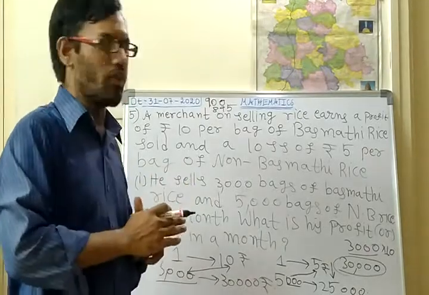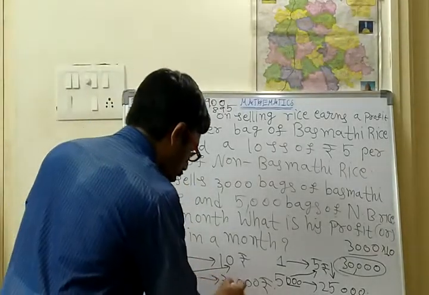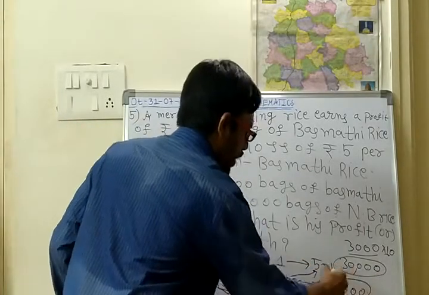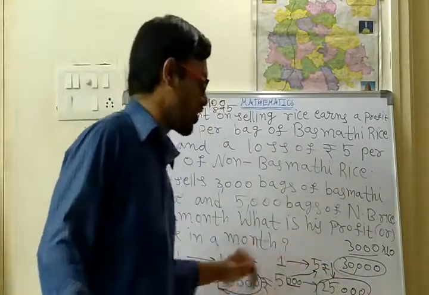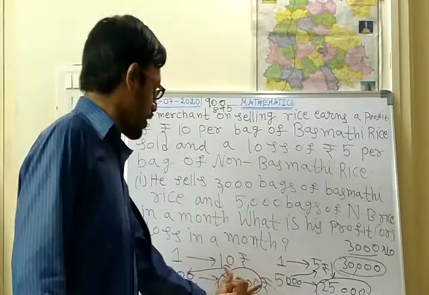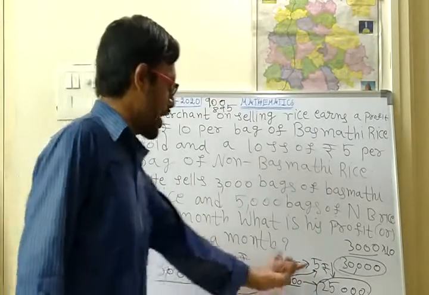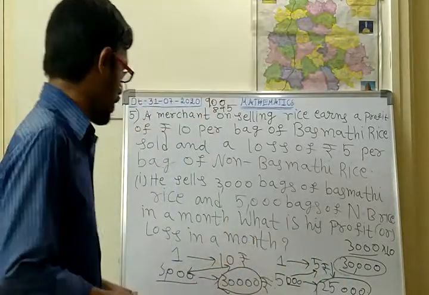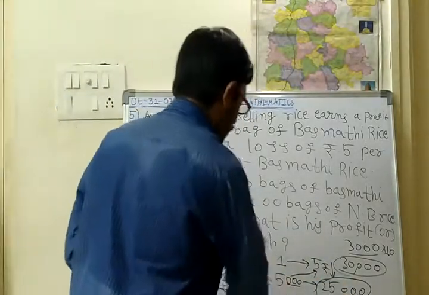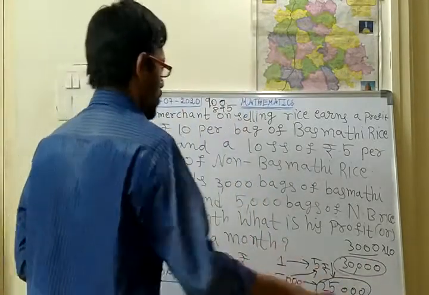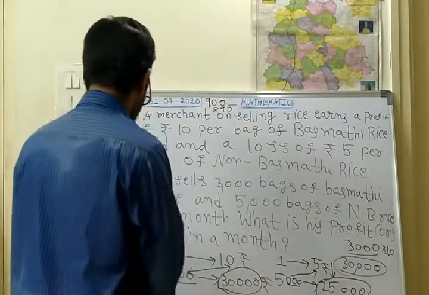So how many rupees here? 30,000 and 25,000. Which is the bigger number? 30,000 is the bigger number, is it right? And 25,000 is the smaller number. Now we have to find the difference between these two numbers. So 30,000 minus 25,000.